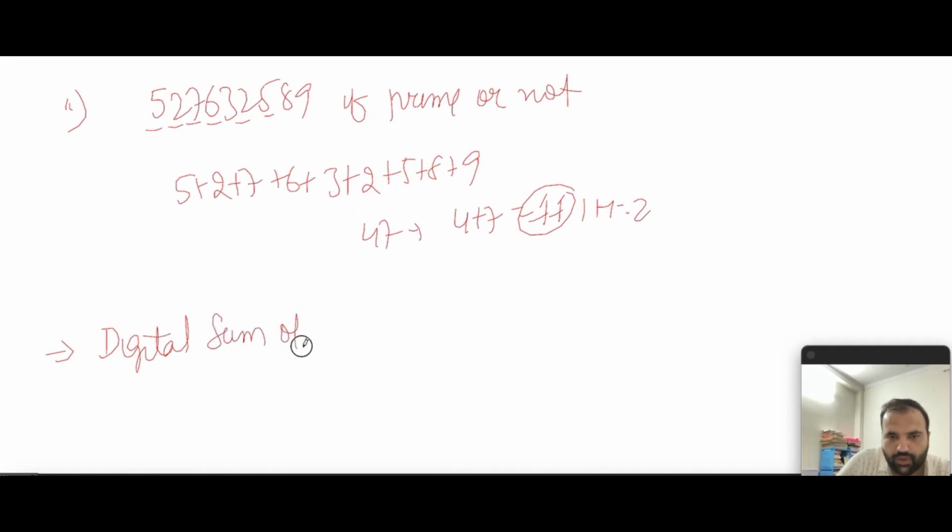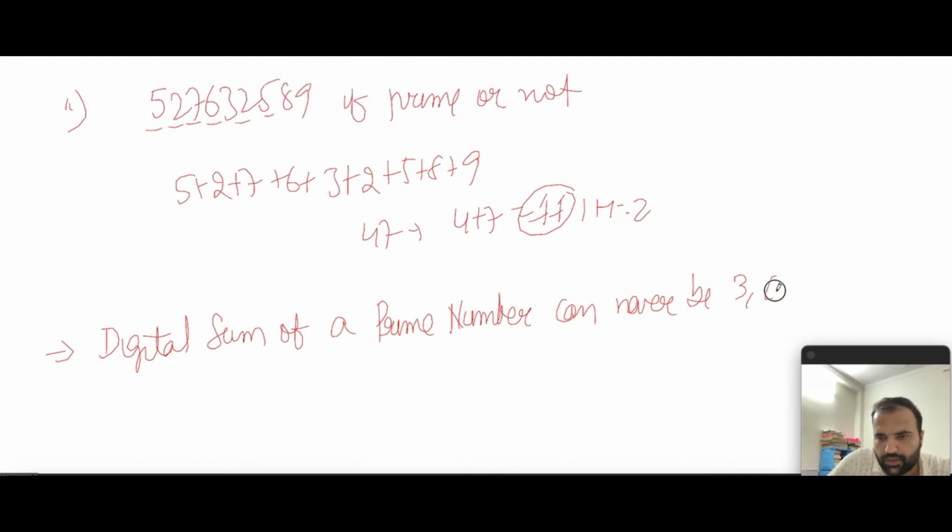So remember that the digital sum of a prime number can never be 3, 6, or 9. Let me show you with some examples.